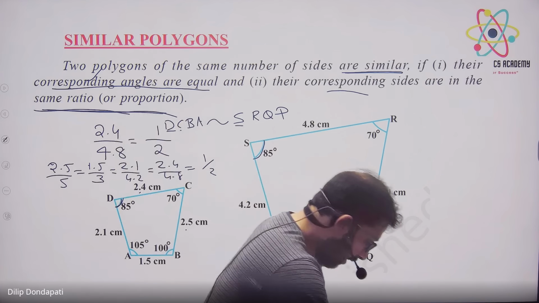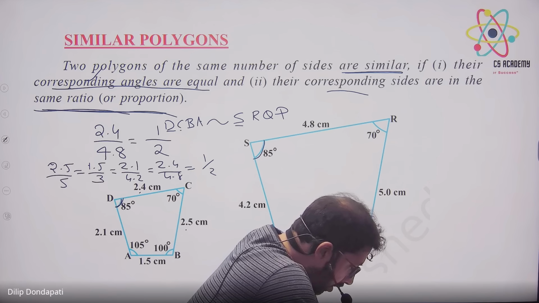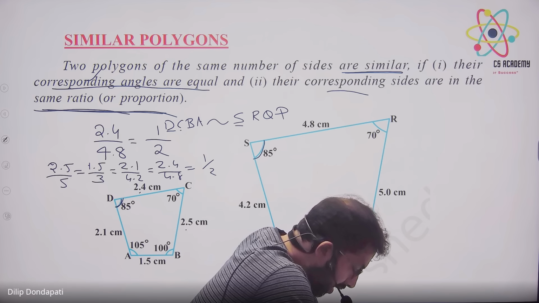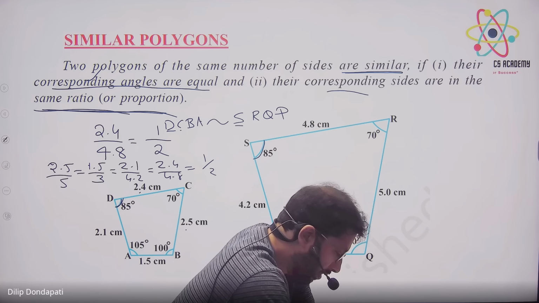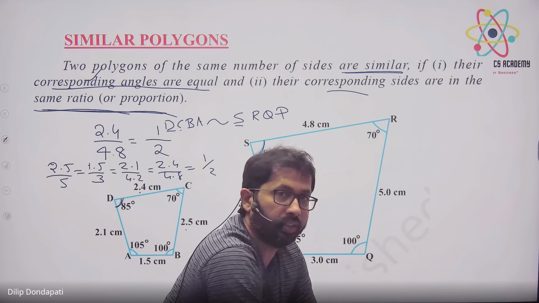Okay. Next. Equilateral. Yes. Look, two polygons of the same number of sides are similar if their corresponding angles are equal and corresponding sides are in the same ratio or proportion. Same proportion. Okay, only this statement is given.